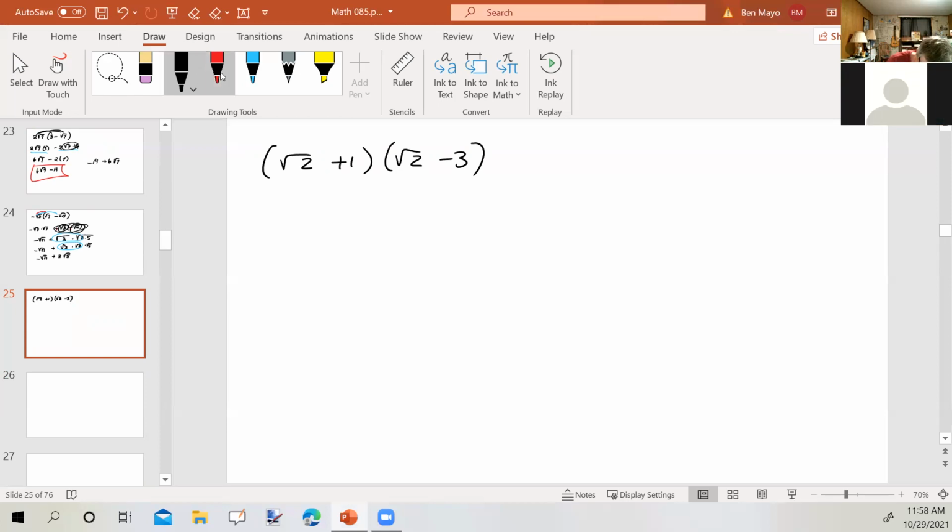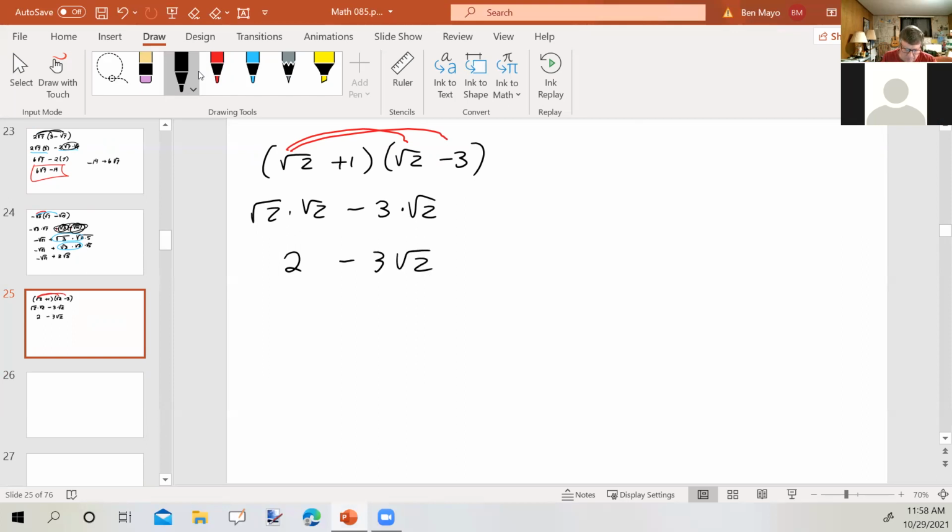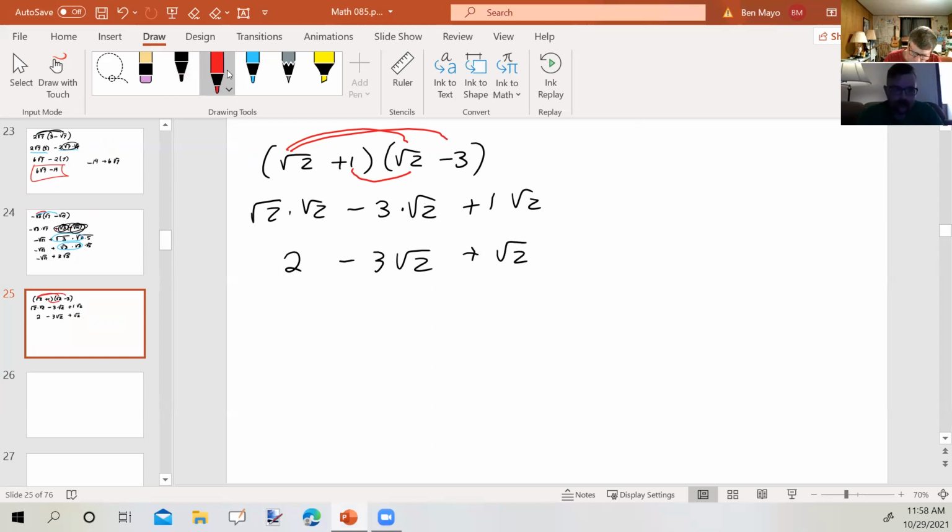But I'm going to take the square root of 2 times the square root of 2, which is 2. The square root of 2 times minus 3, so minus 3 times the square root of 2, which is minus 3 square roots of 2. 1 times the square root of 2, so plus 1 times the square root of 2, which is the square root of 2. Love it when my voice cracks. And then minus 1 times 3, or minus 3.